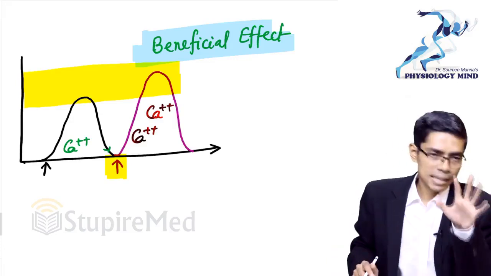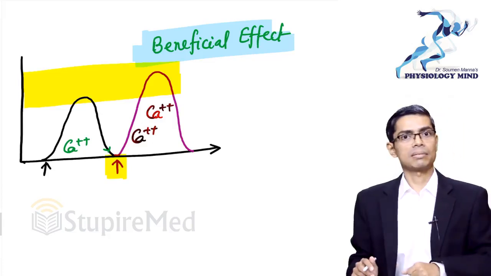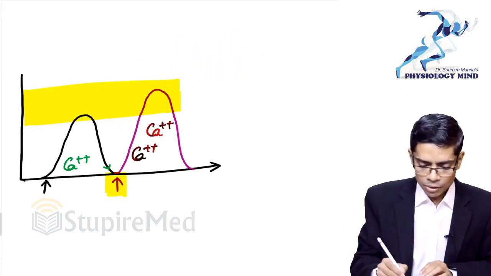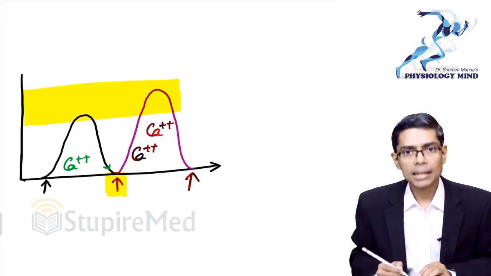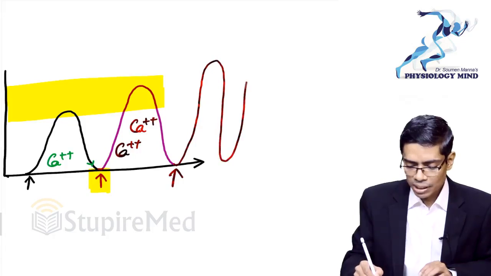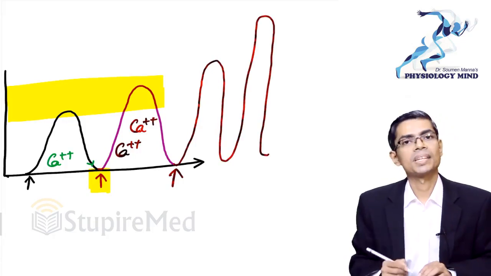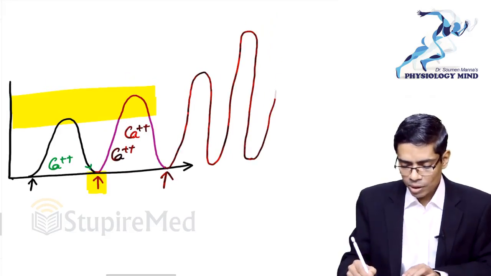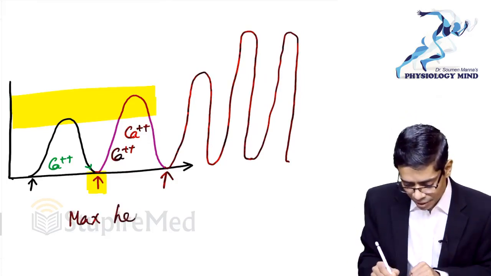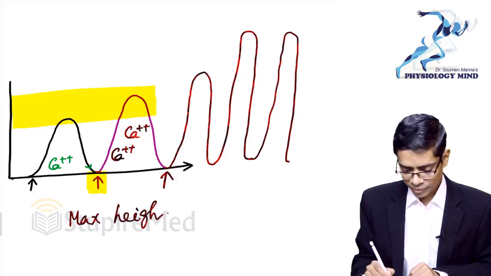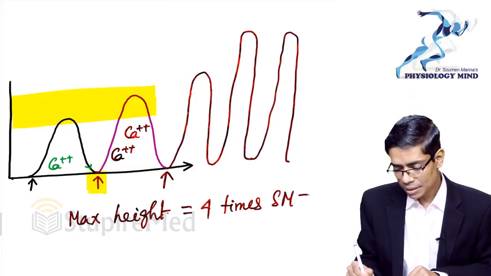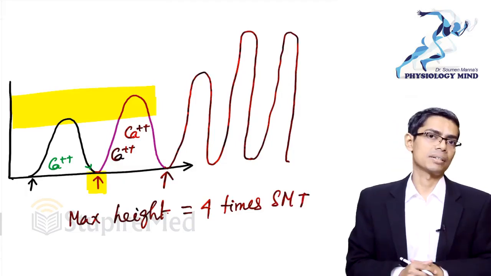Now, rather than a second stimulus, if I give multiple stimuli in quick succession, let's see what is happening. If I go on giving stimuli, the third contraction height will be more, and the fourth contraction height will be even higher. After this fourth, no more height increment is possible. That means the maximum height of contraction that is possible is 4 times that of the simple muscle twitch height. Getting my point?